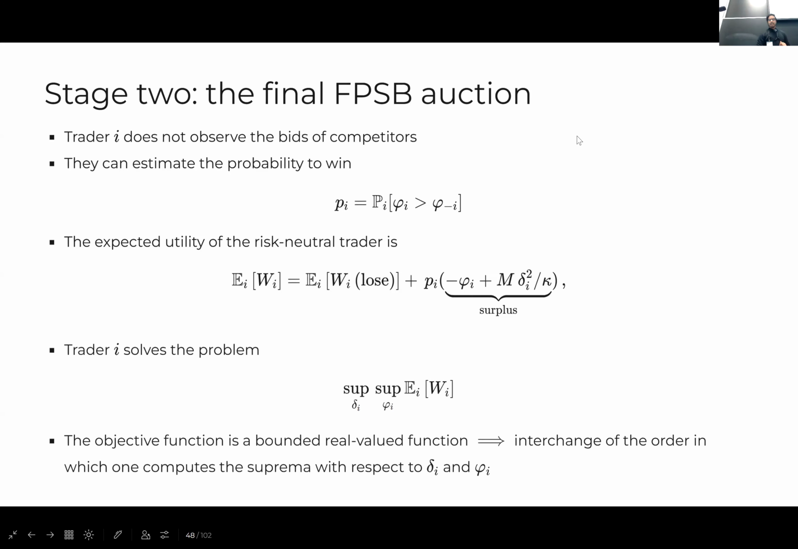And my problem is maximizing my expected wealth with respect to my priority fee, but also my trading volume, which is very important here. I can interchange the order if I want because, given my assumptions, this expected wealth will never explode.